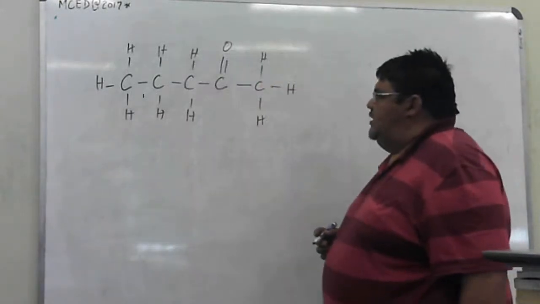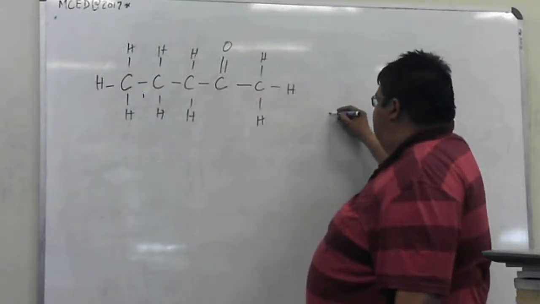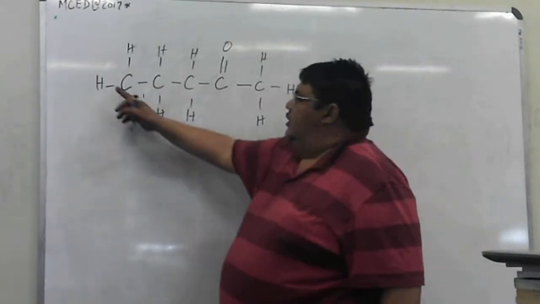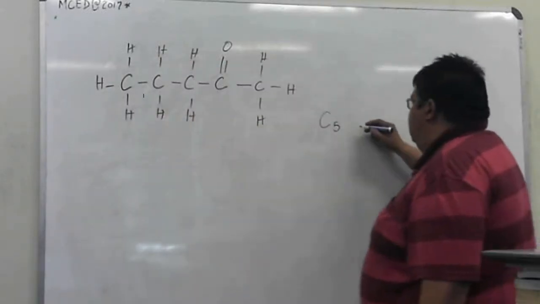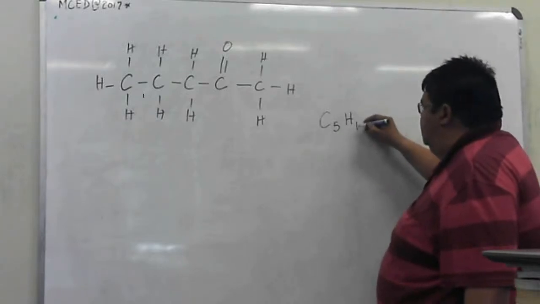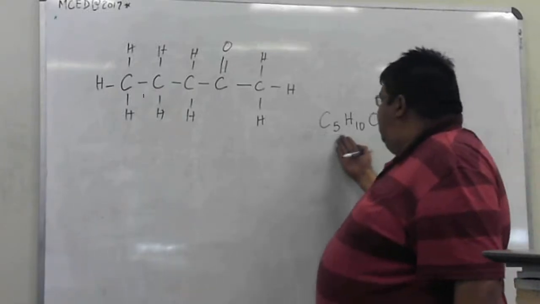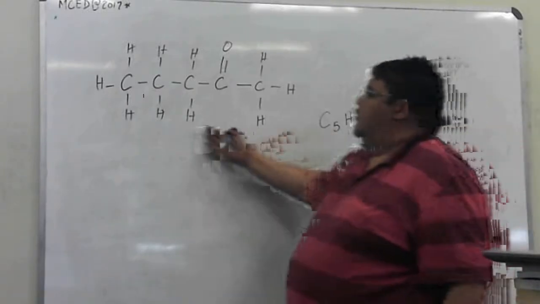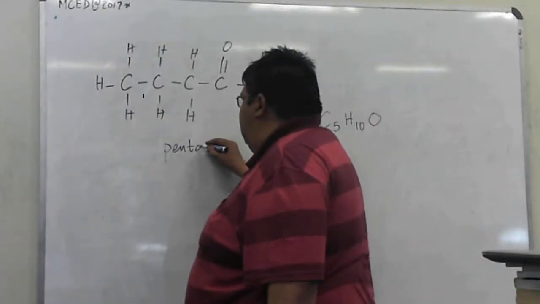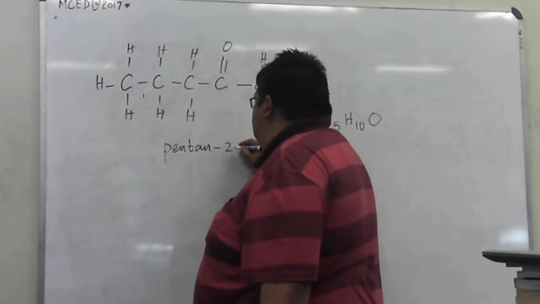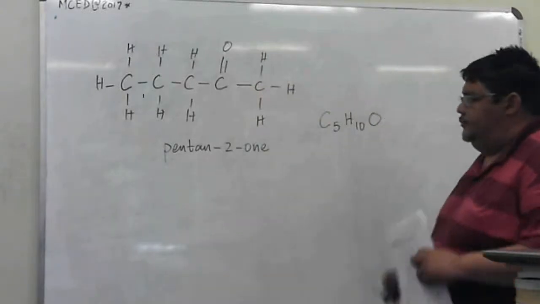And like I said, when we speak isomer, I start counting. I've got 1, 2, 3, 4, 5 carbons. I've got 1, 2, 3, 4, 5, 6, 7, 8, 9, 10 hydrogens. And I've got an oxygen. So that is the molecular formula for, in this case, pentan-2-one. The carbonyl group being on the second carbon.